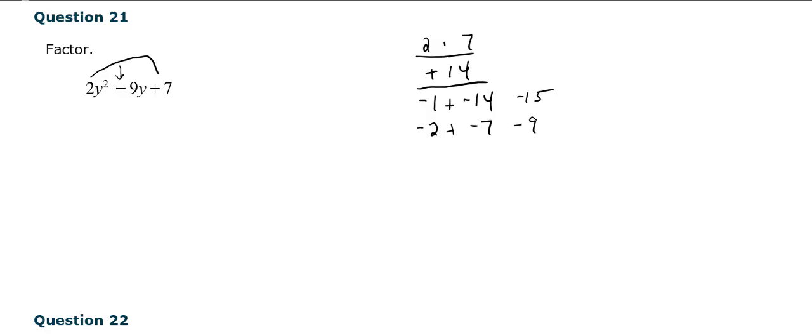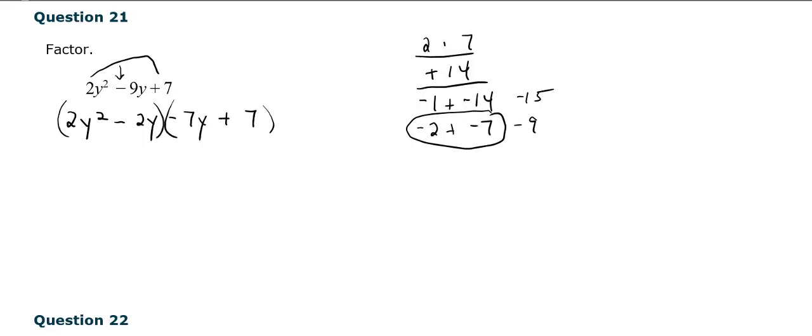So the pair that adds to my middle term would be negative 2 and negative 7. So now I rewrite my expression, 2y squared minus 2y minus 7y plus 7, and then we factor by grouping. So in the first group, 2 goes into both, so we take out a 2. They both have y's, so we take out the one with the smallest exponent. So 2y to the second divided by 2y is just y, minus 2y divided by itself is 1.